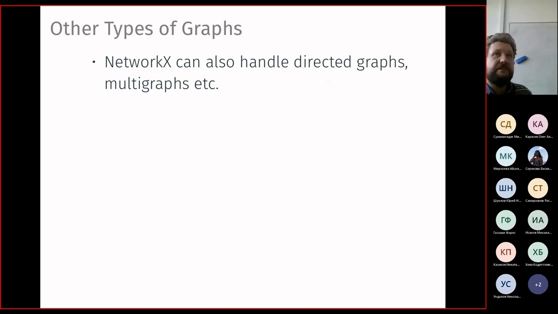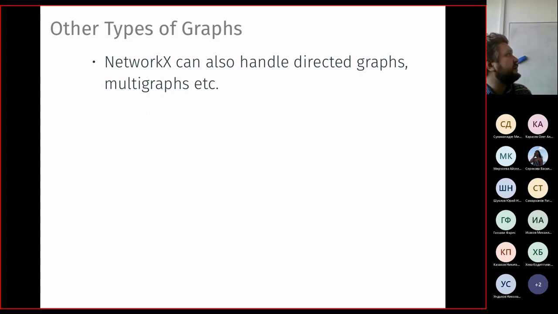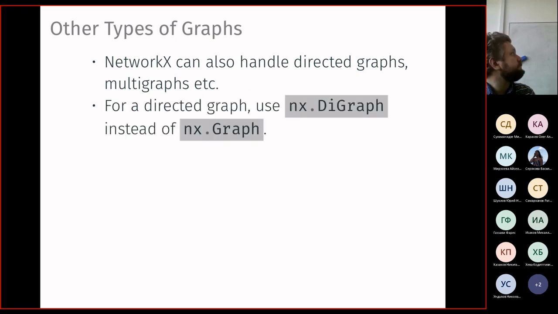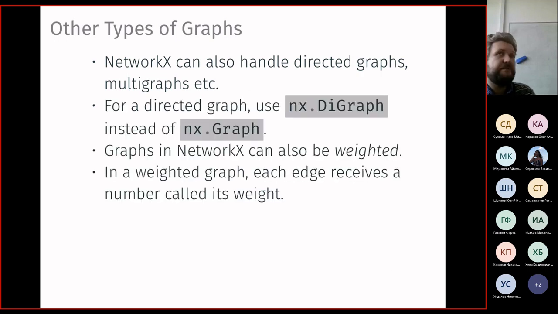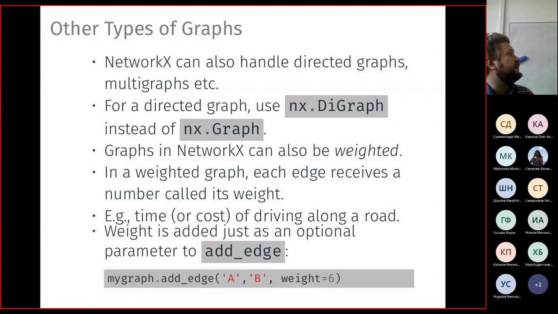Also, it can handle other types of graphs. For example, for a directed graph, you just use DiGraph instead of Graph. And then when you add an edge, you will add a directed edge. Also, the edges can be weighted. So what does a weighted graph mean? That each edge receives a number which is called its weight. And the weight represents something like, for example, if your graph is a graph of roads or a geographical information system, it could be time or some other measure of cost of traversing this road. And you can just add the weight as an optional parameter to add edge. And the same works for DiGraph also. In a geographical information system, you can have directed situations.